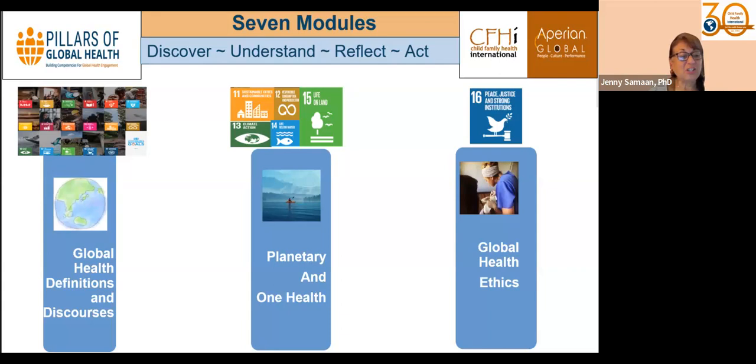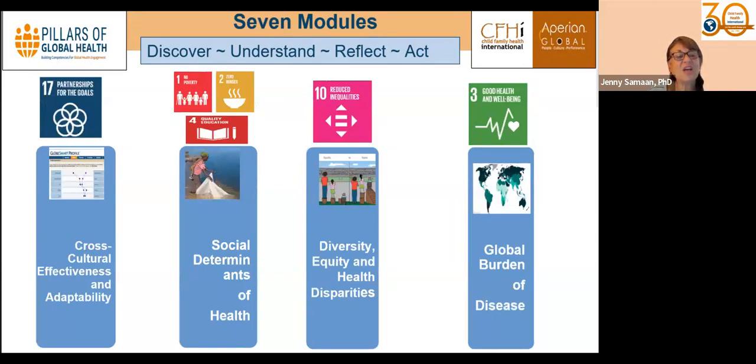From left to right, they're global health definitions and discourses, planetary and One Health, and global health ethics, which I'll focus on in just a bit. Above each one, you'll note that I have placed some of the sustainable development goals that these modules are helping to advance. The other 4 that currently exist are cross-cultural effectiveness, social determinants of health, diversity, equity, and health disparities, and global burden of disease.